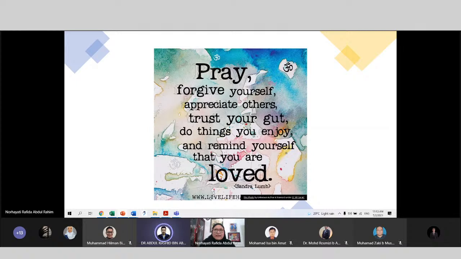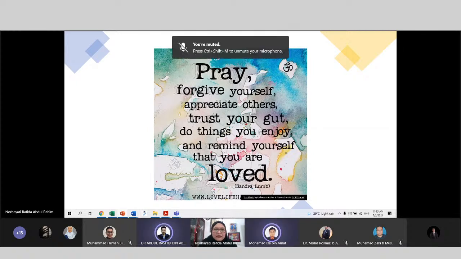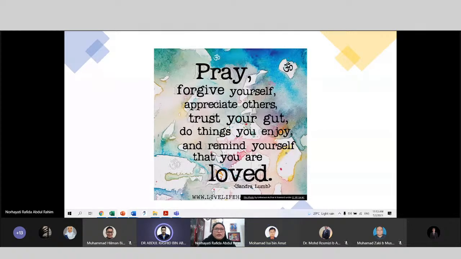Zaki? Siapa soal tadi, Zaki kan? Itulah dia tanya dia hilang. Sabar je. Zaki, kau tengah driving ke?